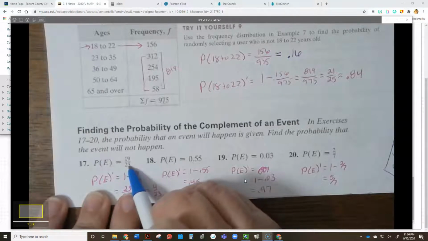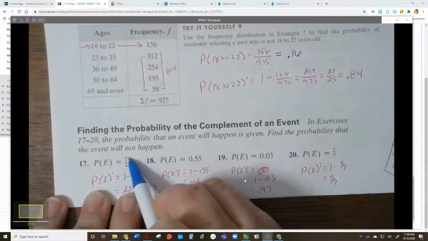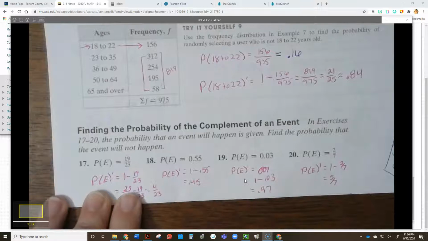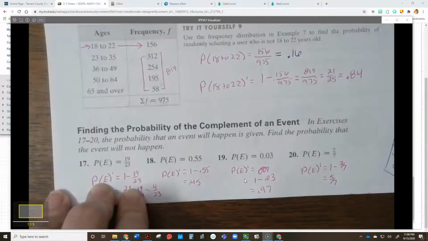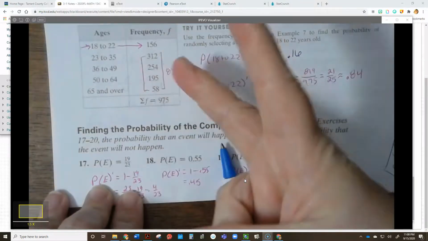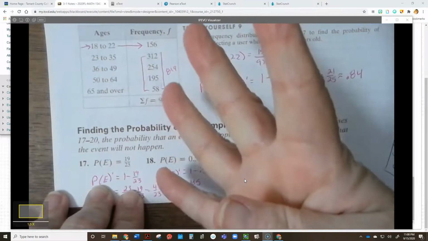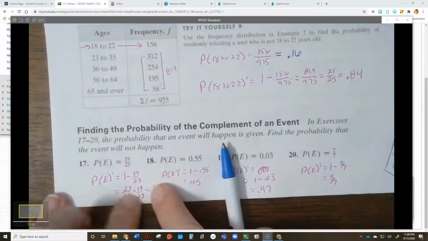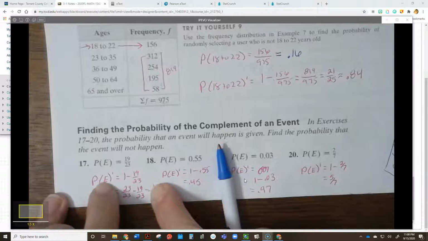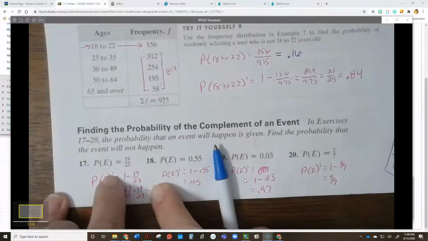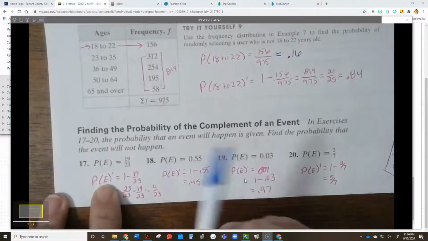So 23 is how many you have altogether. We're talking about 19 of them for some reason. So if we're talking about 19, then how many are we not talking about? Well, 19, 20, 21, 22, 23. That leaves 4 that we're not talking about. So 4 is the complement of E. And there I wrote the E right there, 4 out of 23.